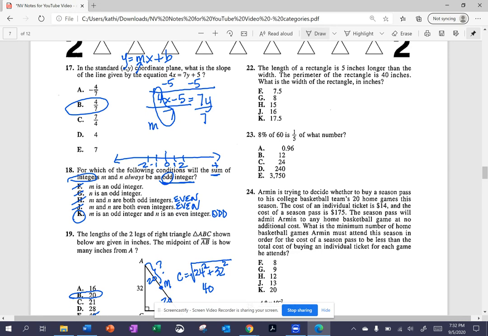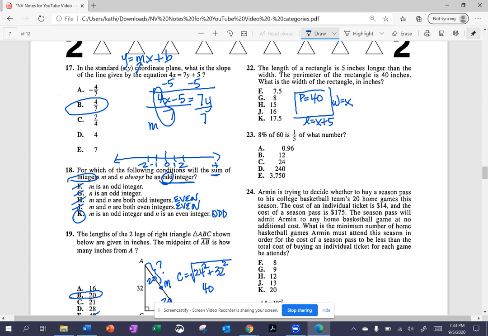The length of a rectangle is 5 inches longer than the width. The perimeter of the rectangle is 40 inches. What is the width of the rectangle in inches? So drawing my rectangle. What I do know is the perimeter is 40 inches. Here's my length, here's my width. So my width is x. My length is x plus 5.